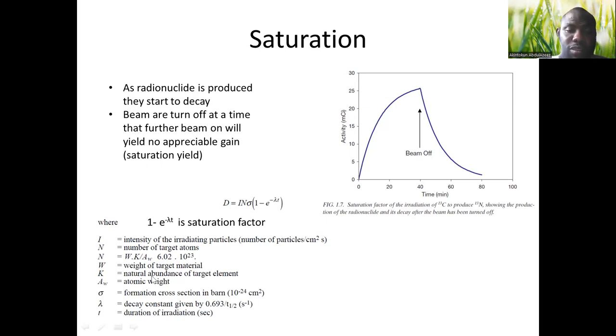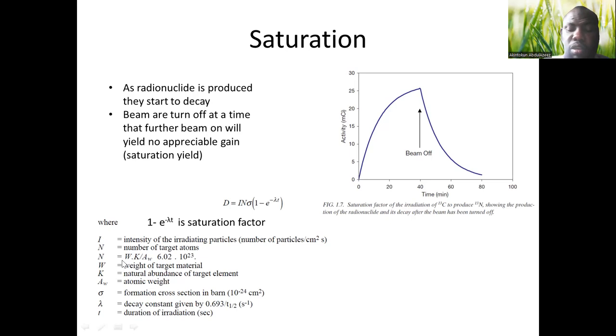If you look at this integral, the I here means the intensity of the irradiating particle, that is the flux. The N is the number of target atoms presented for interaction, the number of nuclei. N is calculated in this form, depending on the weight of the material.